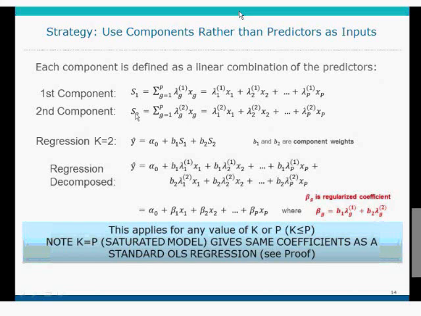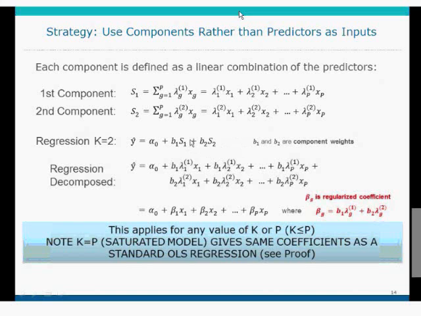The second component is also a linear combination of the predictors. Every component is just a linear combination of the predictors. And I use the superscript 2 to distinguish loadings from the second component from the loadings from the first component. Now, suppose we had a two-component model. So we use S1 and S2 as the components. The difference between all of the component approaches is how we get the components. So we'll be talking about that shortly.